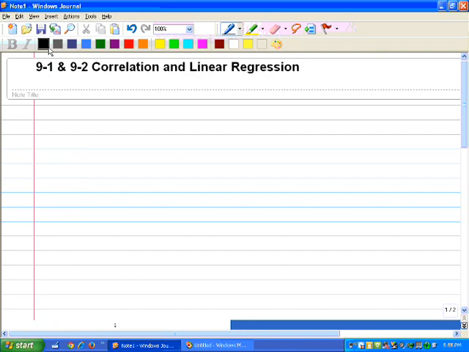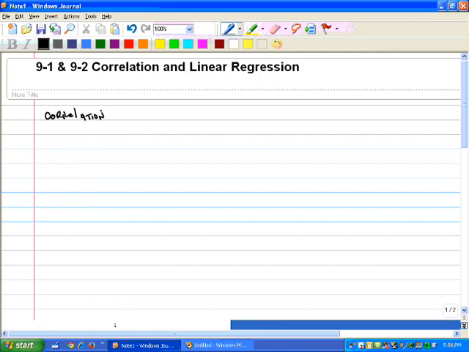One of the primary ways we use statistics is to take sample data and try to make inferences using that sample data about characteristics of a population. That's primarily what we're going to be doing in these sections. I'm going to teach them both together.